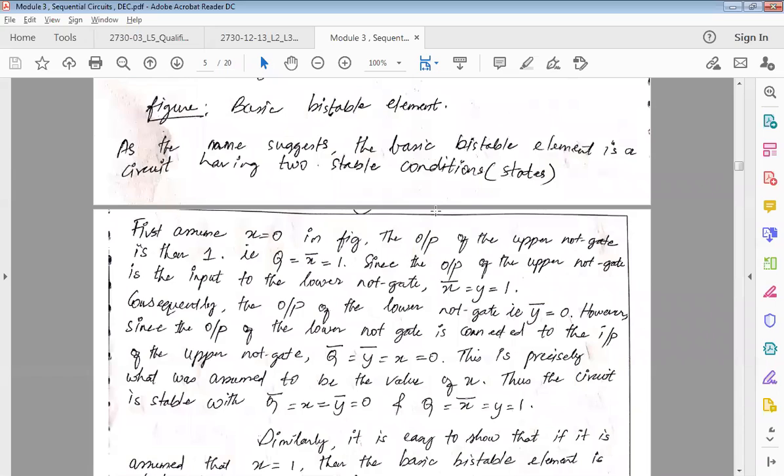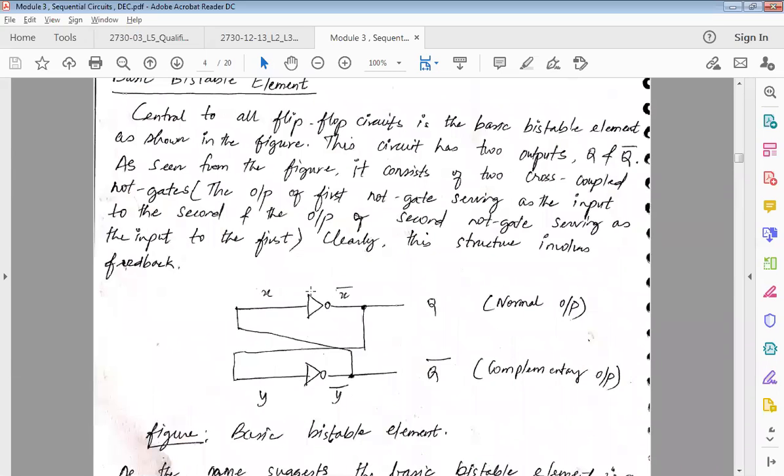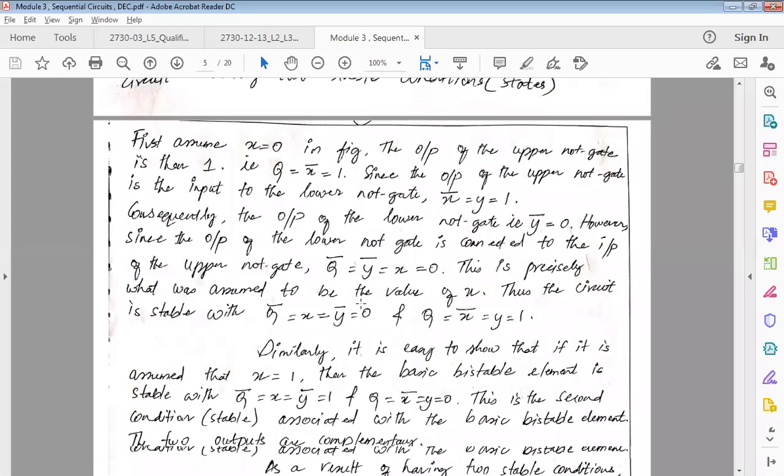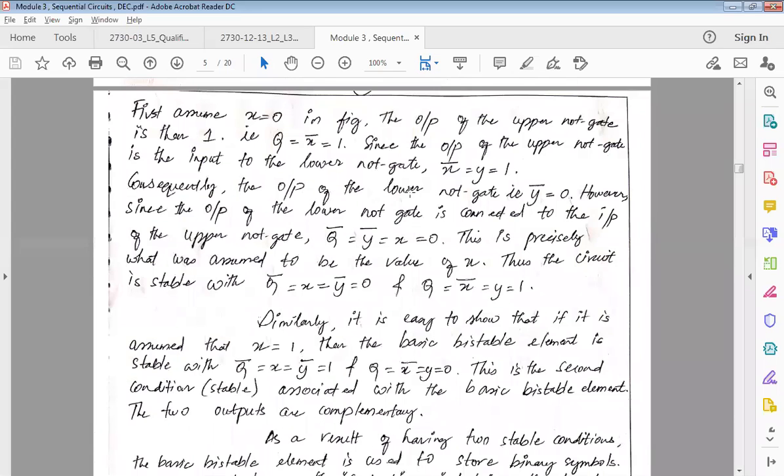Understood, students? I gave 0 here, so which means I'm getting 1. So x bar is equal to 1, and 1 comes here, so x bar is equal to y is equal to 1. So 1 comes out here, and this is going to be my 0. So 0 is again going back here. So 0 is here, 1 as my output. Consequently, the output of the lower NOT gate, that is y bar, is equal to 0.